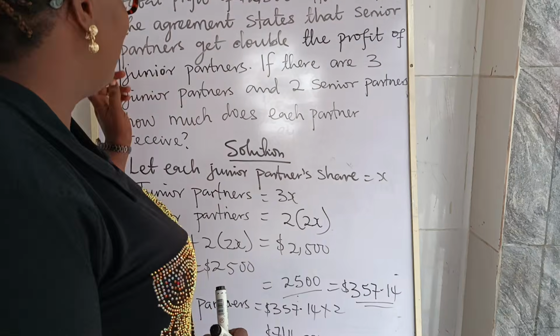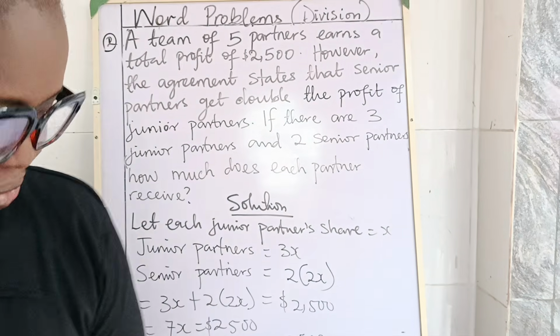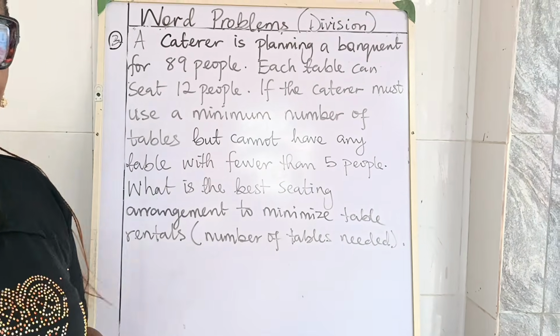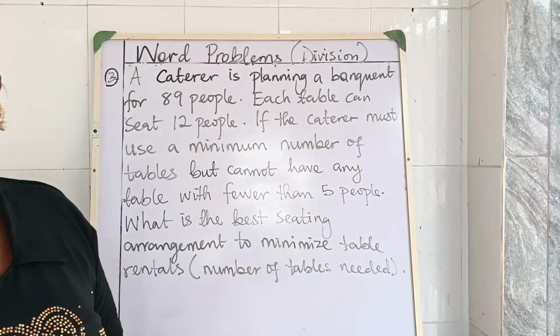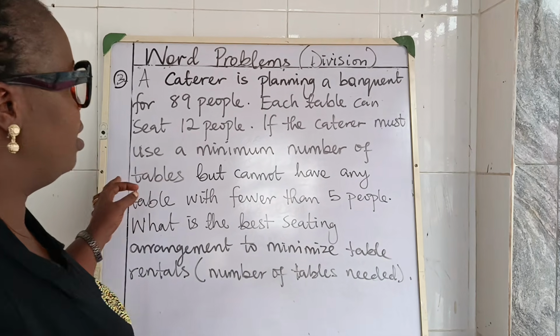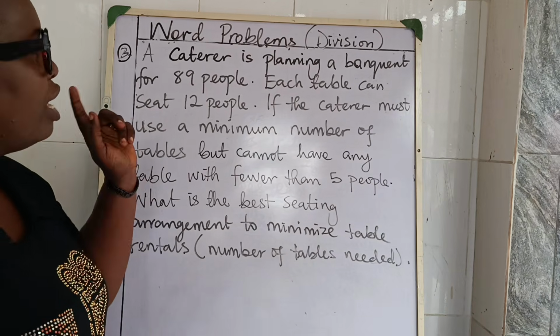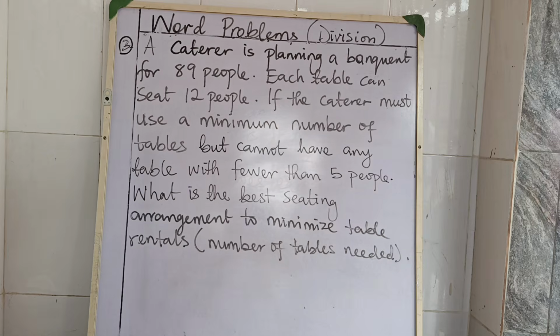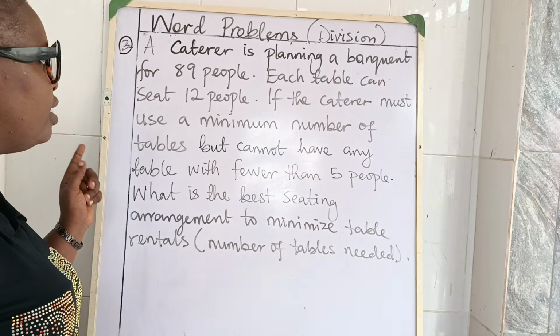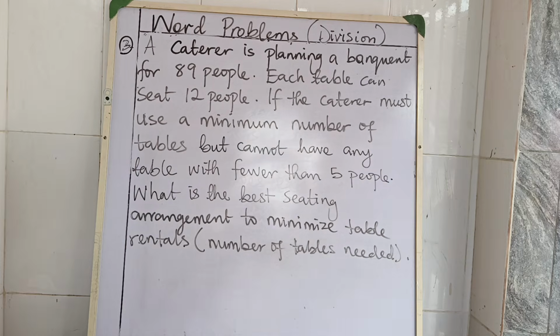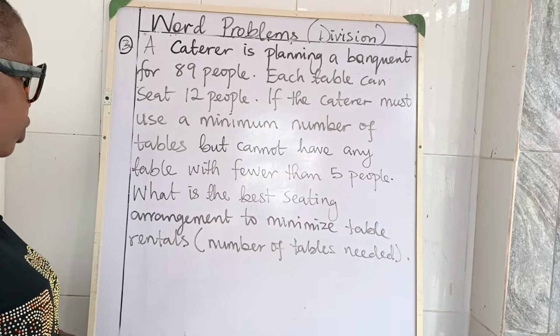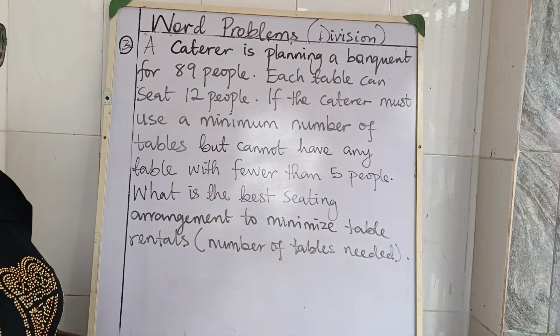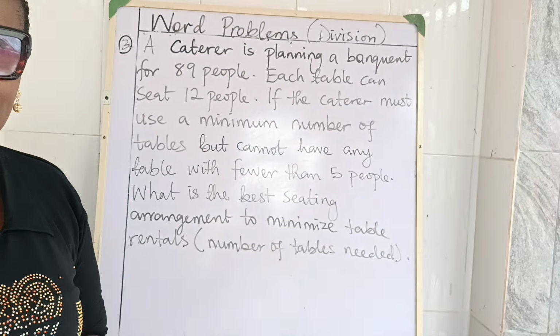Please, if you did, I want you to try the activity. Now, for your activity, we have a caterer planning a banquet for 89 people. Each table can seat 12 people. If the caterer must use a minimum number of tables but cannot have any table with fewer than 5 people, what is the best seating arrangement to minimize table rentals, that is, the number of tables needed?